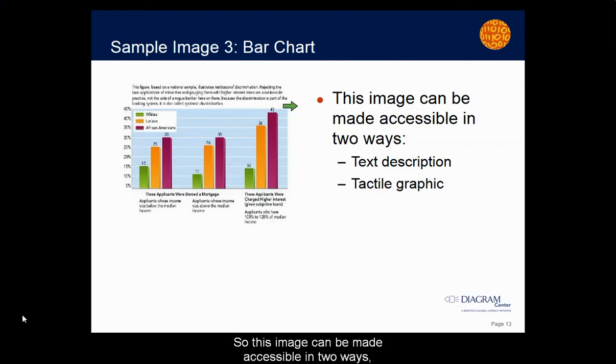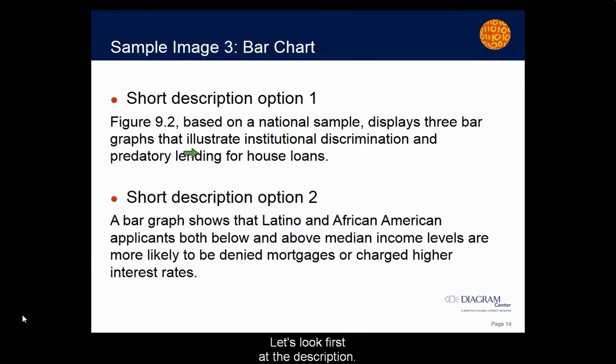So this image can be made accessible in two ways, by text description or a tactile graphic. Let's look first at the description. This image needs both a short description and a long description. There happen to be several equally effective ways to describe the image, but here are just two options.